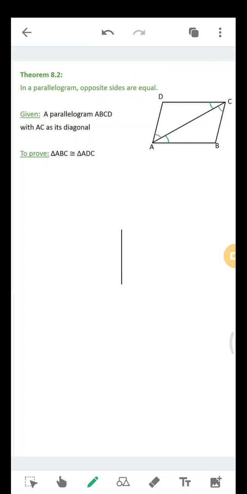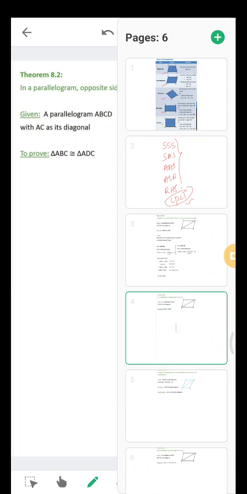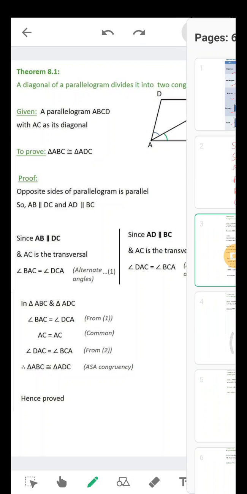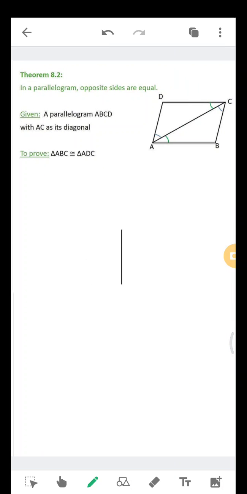Now let's go for the next one. In a parallelogram we have to prove that opposite sides are equal. I explained this concept here because this will help you in the second theorem also. Here we don't know that opposite sides are equal. This is a theorem, we have to prove that they are equal. So I cannot assume that the sides are equal in our proof.